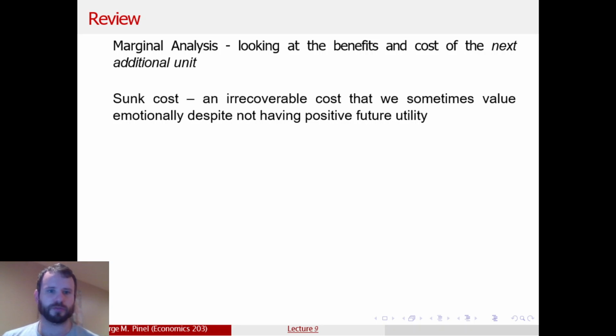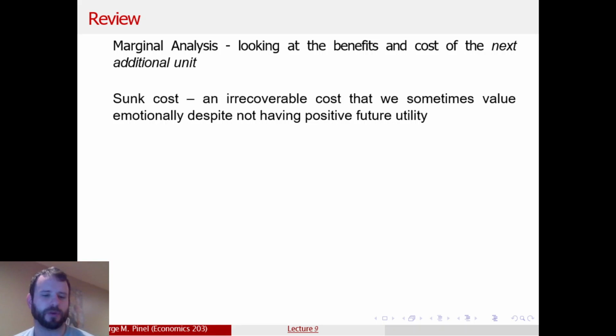An alternative to marginal analysis is what's called a sunk cost. Basically, this is a cost that you've already paid. It's irrecoverable. But sometimes we value it emotionally, even though it might not have positive future utility. So sunk cost is a bad way of making a decision.